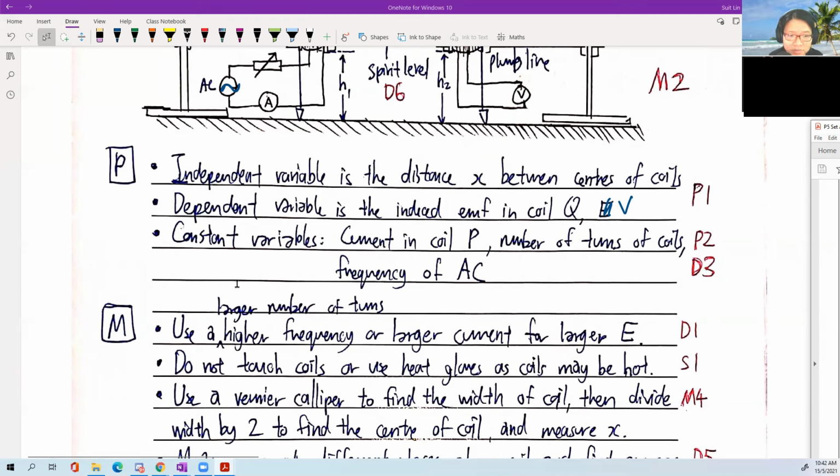So you state the problem, something like this. Then the next one, we go to method. You can write a header if you want. Your student didn't bother to write a header also. So here you can see it says use a large number of turns or high frequency current for larger induced EMF.